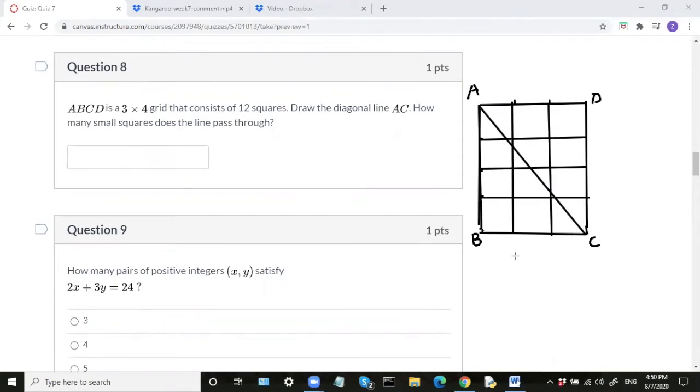Okay, so how many small squares does the line pass through? 1, 2, 3, 4, 5, 6. Okay, let's count again. 1, 2, 3, 4, 5, 6. So total is 6 small squares the line passed through.